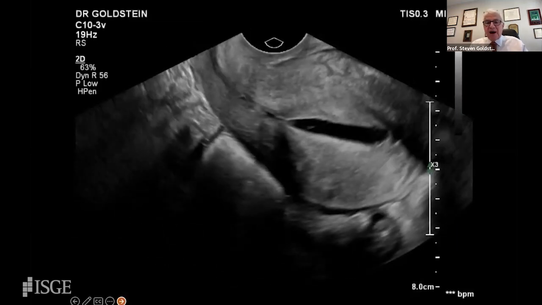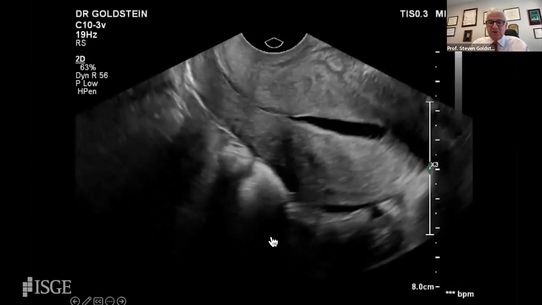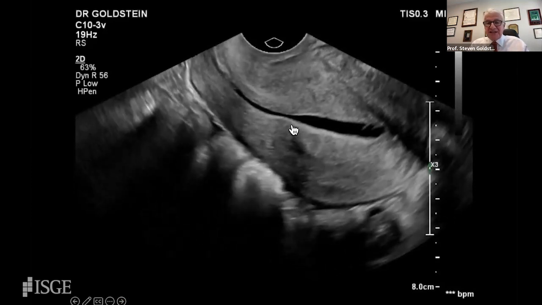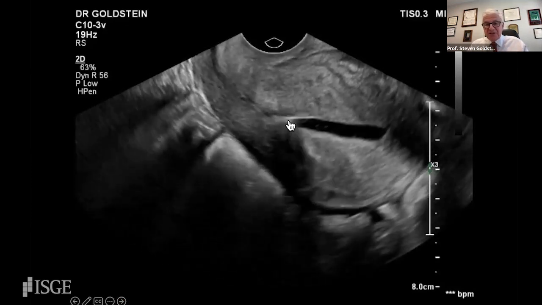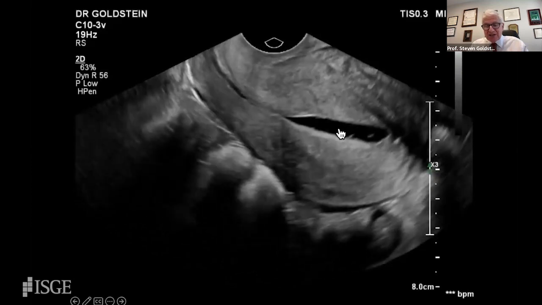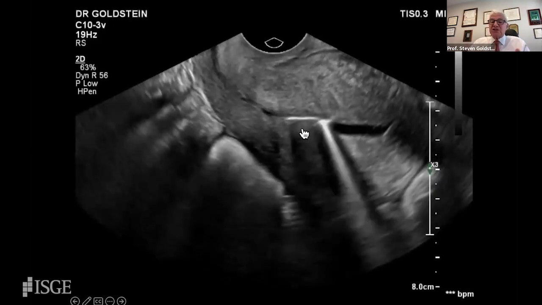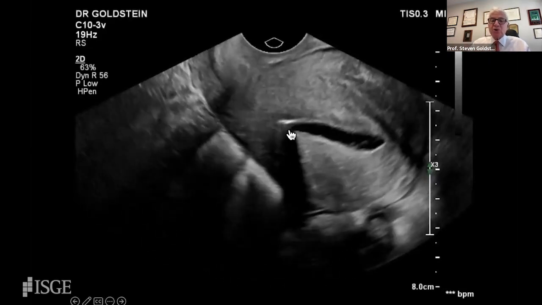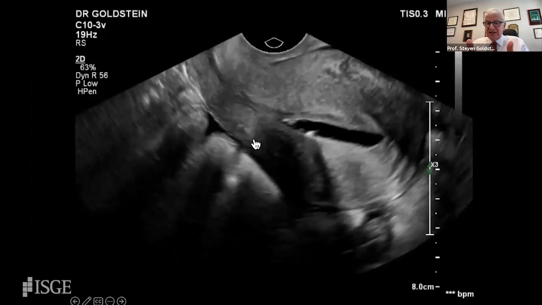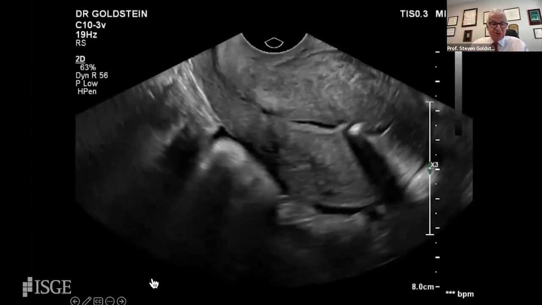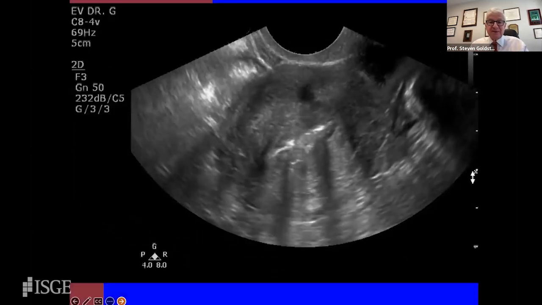Or here's a more modern example of a saline infusion. We were unable to see without putting fluid in. By putting fluid into the uterine cavity, you can now see that this woman has a very, very thin endometrium surrounding it. She has no organic pathology, no structural abnormality. She does not need a biopsy. She does not need a hysteroscopy or D&C.